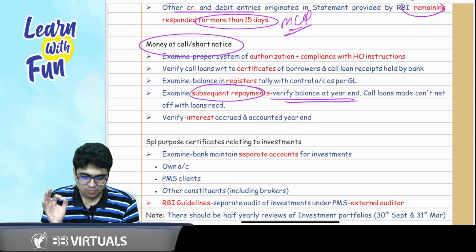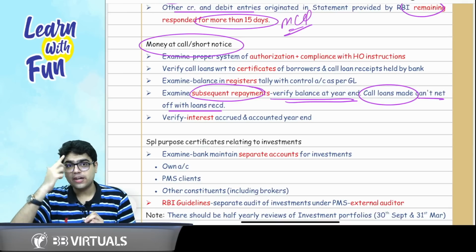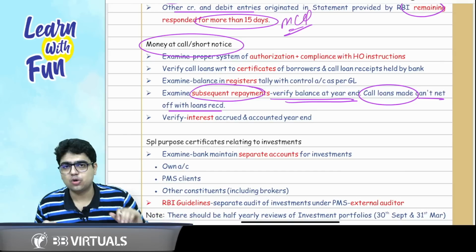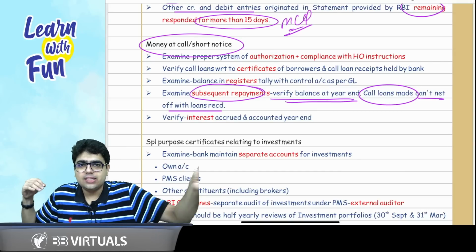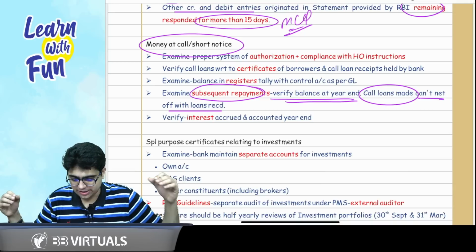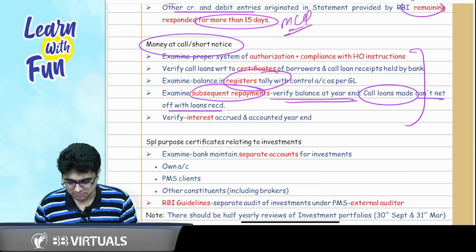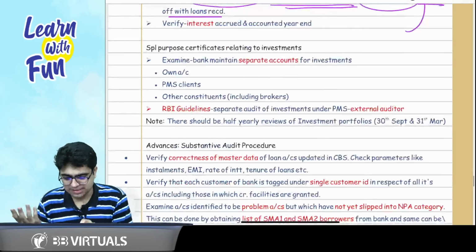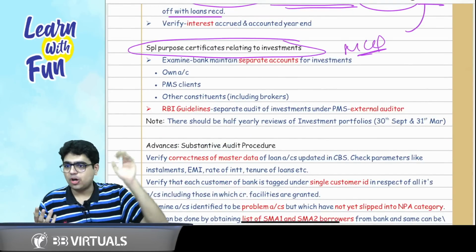And remember, call loans made can't be netted off with call loans received. So if the bank has provided any money as a call loan to the other bank and has taken call loan from different bank, these two call loans cannot be netted off. Okay? So this is all I wanted to discuss. Please make sure you also check the register. Now, sir, special purpose certificate. Again, on this concept, MCQ is asked by ICAI. Sir, what is this concept all about?